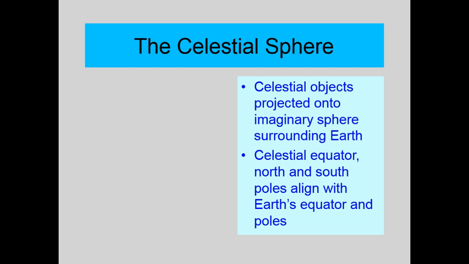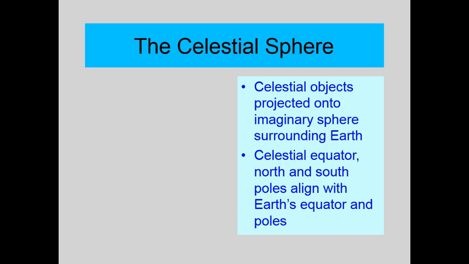The north and south celestial poles align with the Earth's poles. So the North Pole would be right up there somewhere. The South Pole would be down there. We never see the celestial South Pole because we're here and it's down here. You're not going to see that half of the sphere. Make sense? But we would see the North Pole. We'll always see the North Pole.